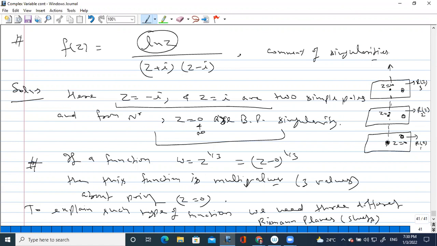Sir, are we considering the singularity points as a plane here? Singularity point as a plane? No. The singularity point is Z equal to zero only. Then, sir, how do we get these three planes? These three planes are because our function is multi-valued. The function will have three different values, so that's why I have to make three planes.